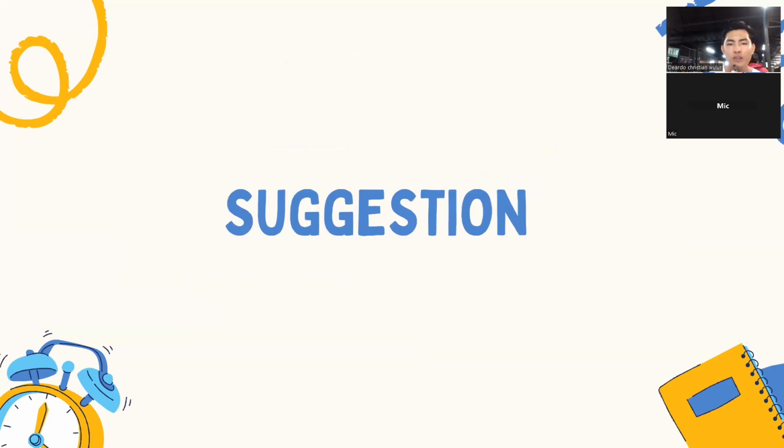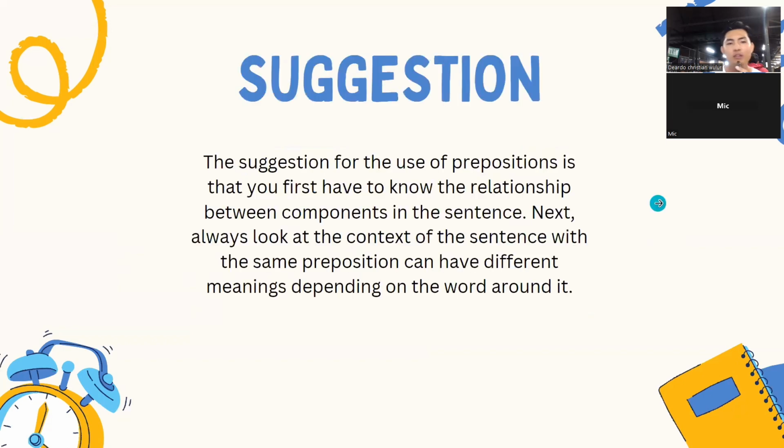Next, suggestion. The suggestion for the use of prepositions is that you first have to know the relationship between components in the sentence. Next, always look at the context of the sentence, because the same preposition can have different meanings depending on the words around it.